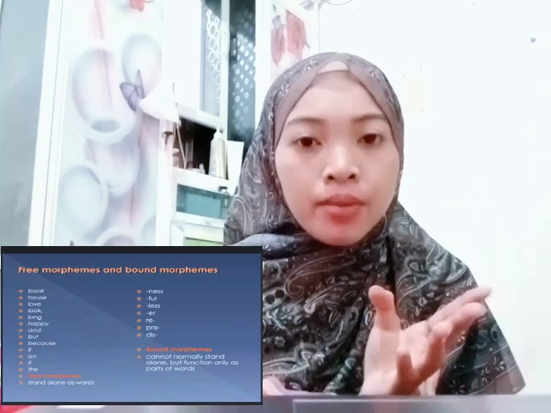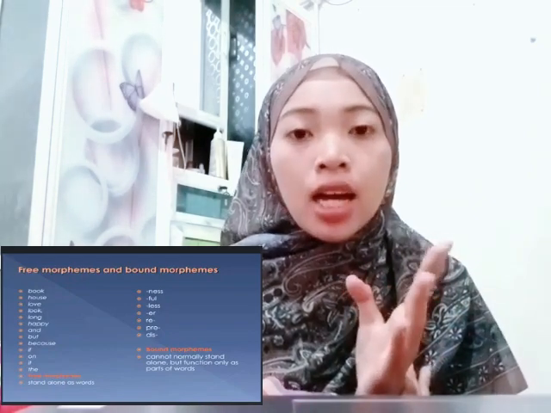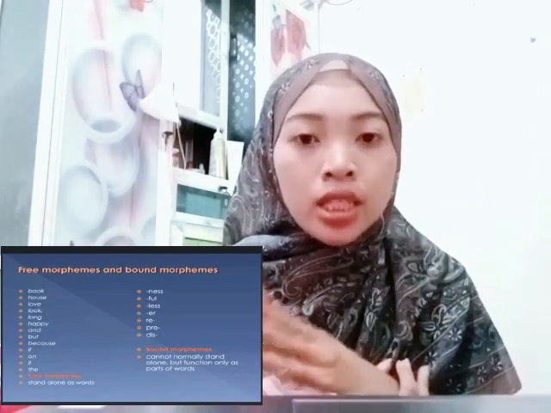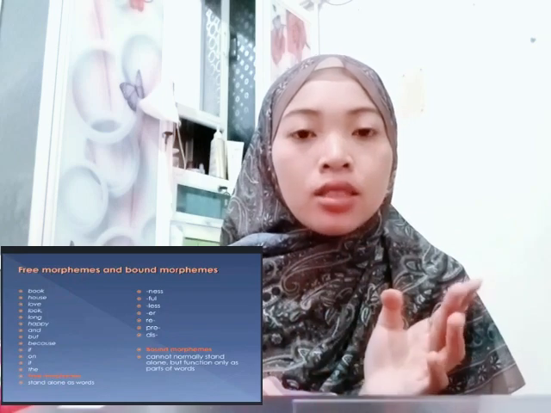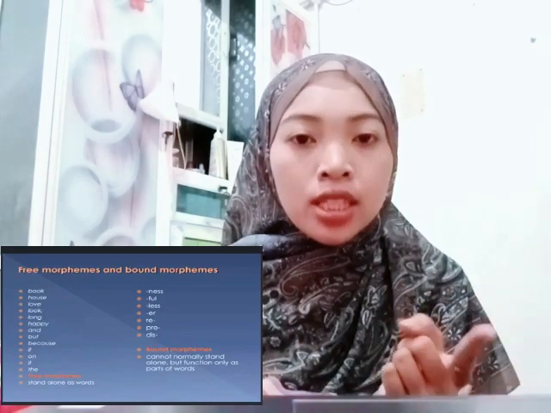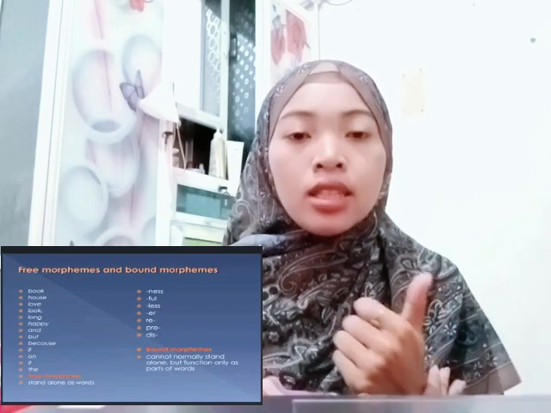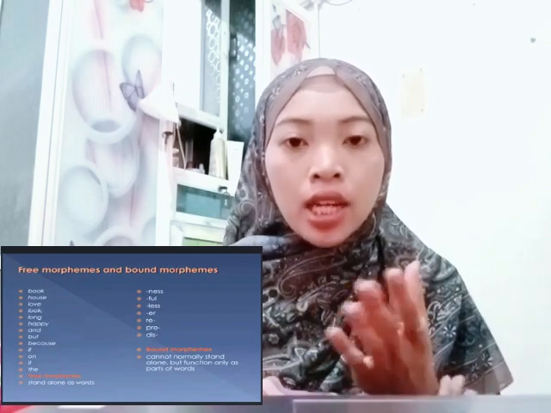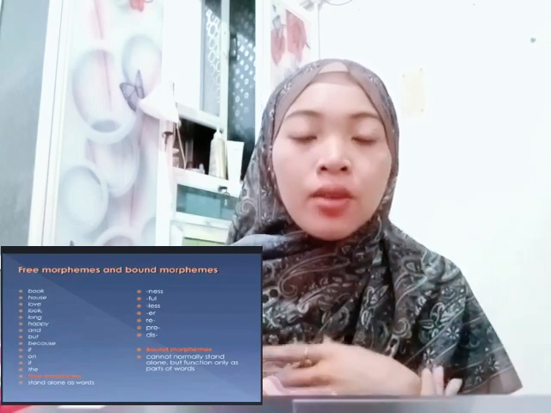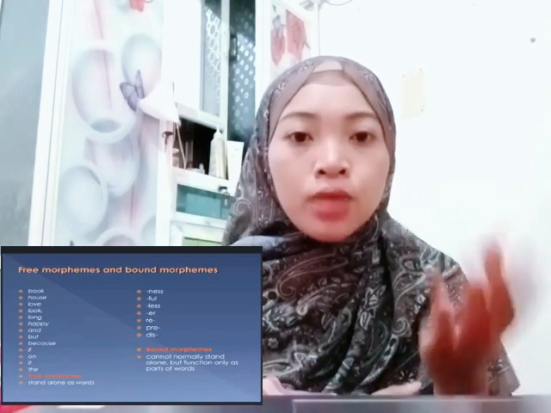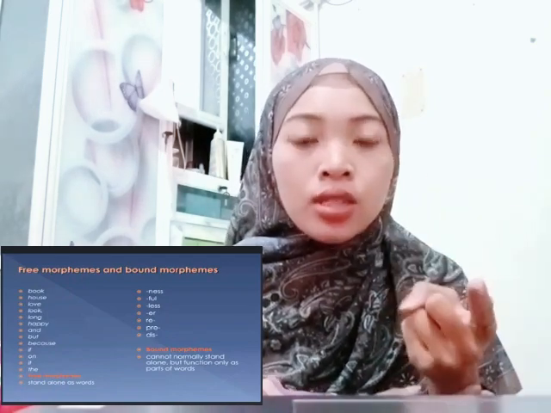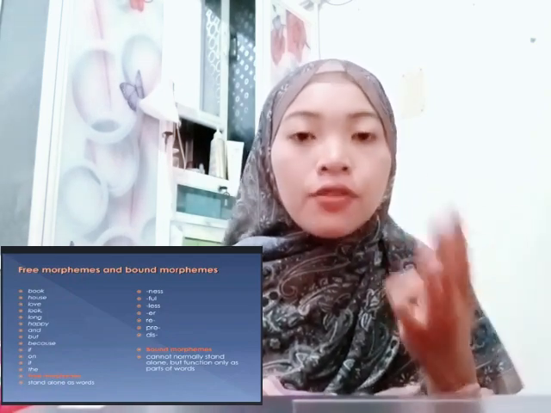A free morpheme is a morpheme that can stand alone as a word. Examples are book, happy, run, car, and idea. These words can appear alone and still have meaning. Free morphemes usually contain words such as nouns, verbs, adjectives, and adverbs.